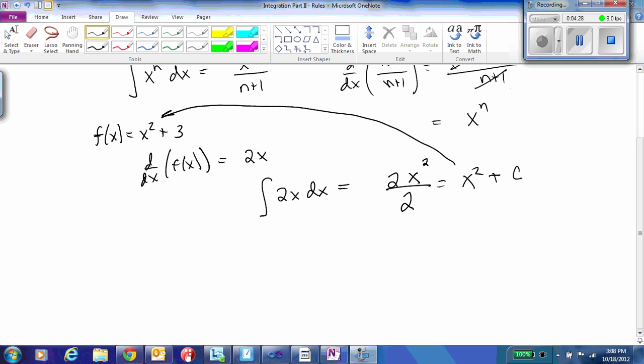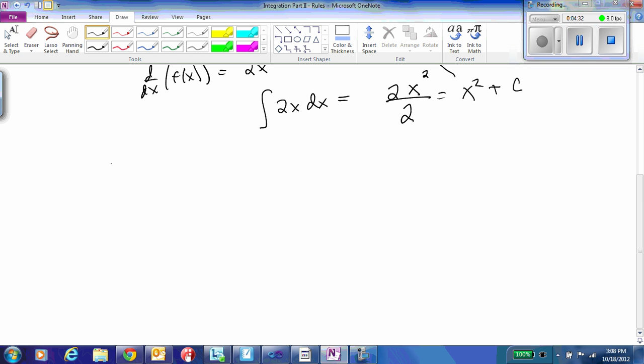Okay, so let's go ahead and do a couple more examples of the power rule. Let's say that I wanted to do the integral of 3x to the fourth dx. One of the rules that we're allowed to do is any sort of constant that is multiplied by our function, we're allowed to bring that constant out in front.